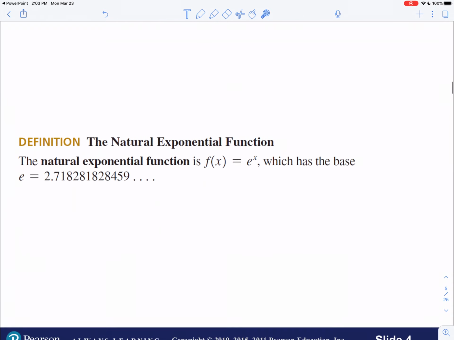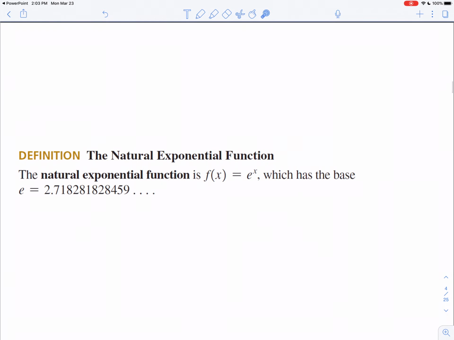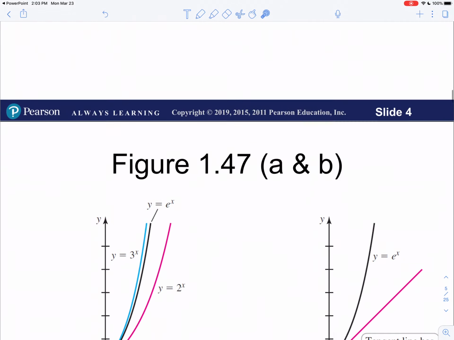Okay, so then we have this definition. We have the natural exponential function f of x equals e to the x, which has the base 2.71828 and so on. This comes out of a definition. It might pop up here, and if it does, we'll talk about it. For right now, this is essentially just a function in the calculator. There is more to the story, and we're going to see if it pops up though.